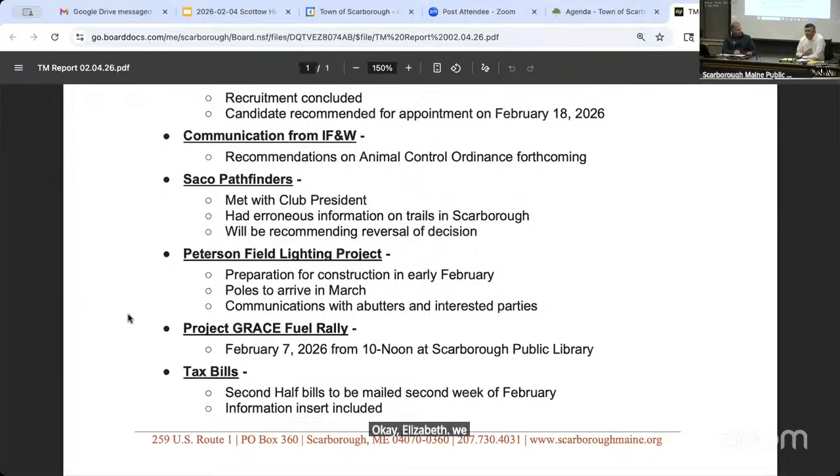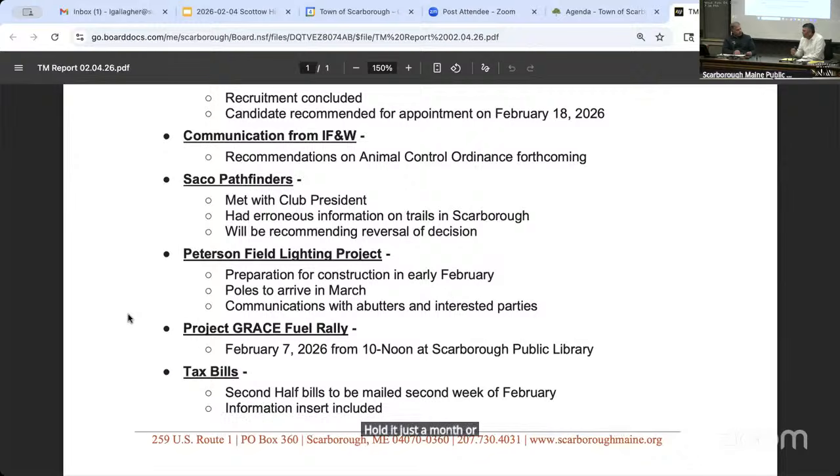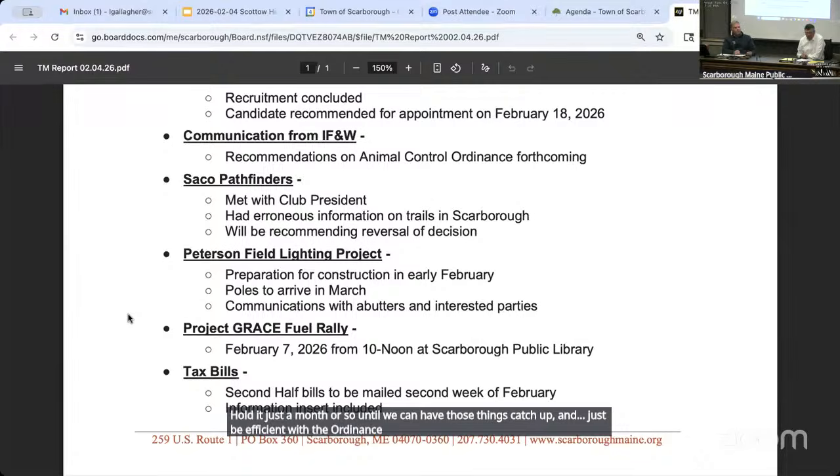We, for our purposes, are working on a larger wholesale change of our traffic ordinance, and we'd like to hold it just a month or so until we can have those things catch up and just be efficient with the ordinance committee's time. So we're on track for probably a March matter before you at this point, and I don't think any harm will be done in the meantime.